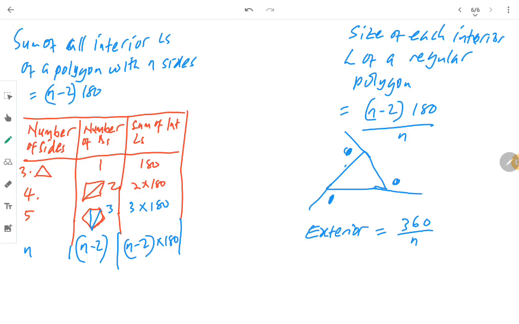I can write also this: interior angle is also 180 minus 360 over n. That's the size of each interior angle as well. Okay, so this is what we have to know on this.